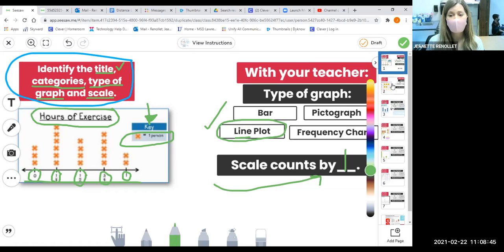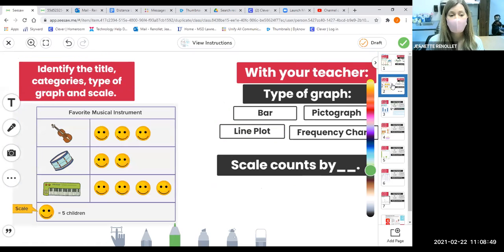Let's do number 2 together. Here is a different example of a graph. We're going to do those same things. We're going to identify the title, the categories of data, the type of graph it's showing, and the scale. I want you to start with title. Circle the title on this graph. You should have circled the words at the top. This one says favorite musical instrument. The title tells me what type of information we're talking about in the graph.